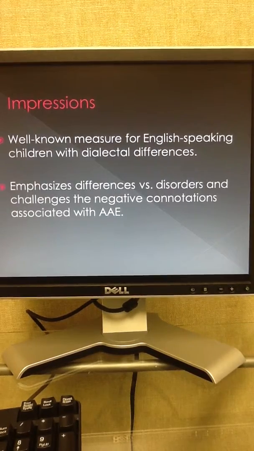Alright. So our impressions from this test, it is a well-known measure for English-speaking children with dialectal differences. That's one of the main features of this test, and what sets it apart from other tests is that it emphasizes differences versus disorders, and helps us identify things that are dialectal or whether they are a potential problem. And it tries to challenge the negative connotations associated with African American English.